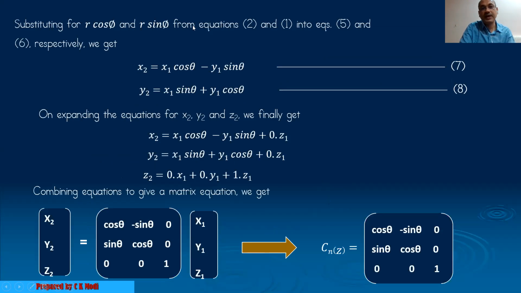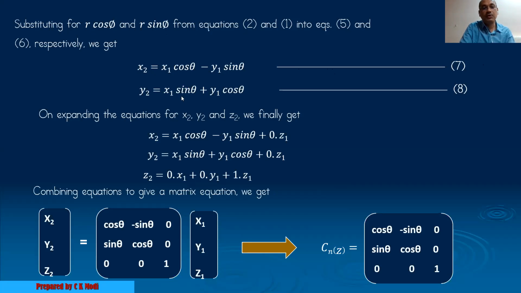Now substituting the value of r cos phi and r sin phi from equations 2 and 1 in equations 5 and 6 respectively, we are getting x2 is equal to, instead of r cos phi and r sin phi, we are putting the values x1 and y1. So here you look at this, x2 is equal to x1 cos theta minus y1 sin theta. This is equation number 7.